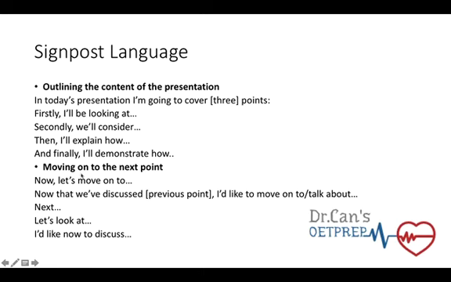For example, there might be some language related to outlining the content of the presentation, like firstly I will be looking at, secondly we will consider, then I'll explain how, and finally I'll demonstrate, and so on. So there will be this kind of structure in the speech, and I want you to make the most of these clues, these cues that will help you answer the questions in the listening part better.